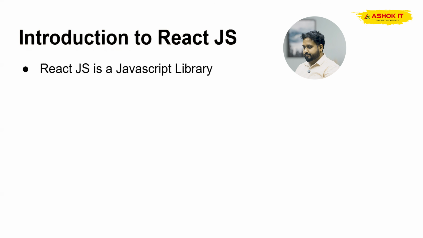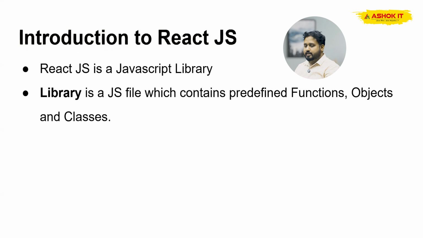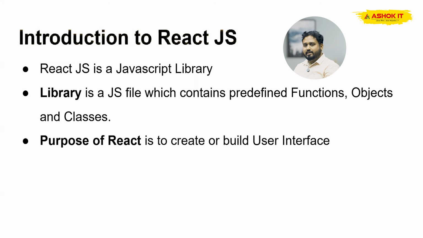Introduction to React.js. React.js is a JavaScript library. What is this library? A library is a JavaScript file which contains predefined functions, objects, and classes. It means we can say that React.js is nothing but a simple JavaScript file which contains some predefined functions, objects, and classes. So what can we do with these? That is where the purpose of React comes into the picture. The purpose of React is to create user interfaces.